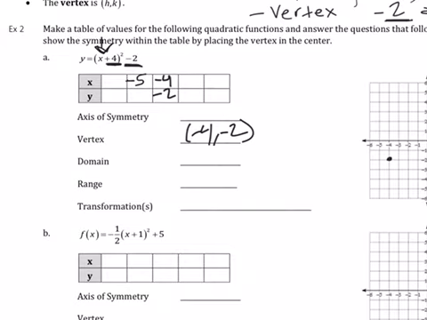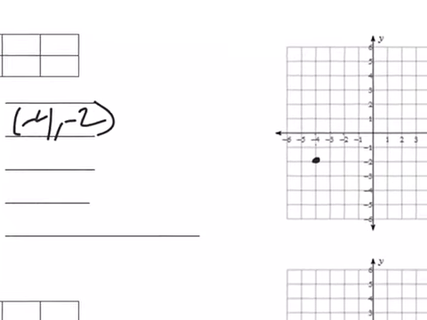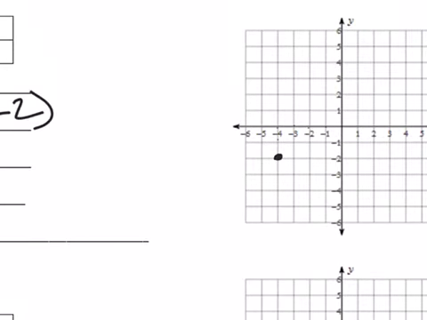Square that. That's going to be a positive 1. Subtract this 2, and I'm going to end up with a value of -1. Okay? Before we move on, I'm going to plot that point also. So we're looking for -5, which is right here. And then -1, that's going to be right there. So we'll plot my point.